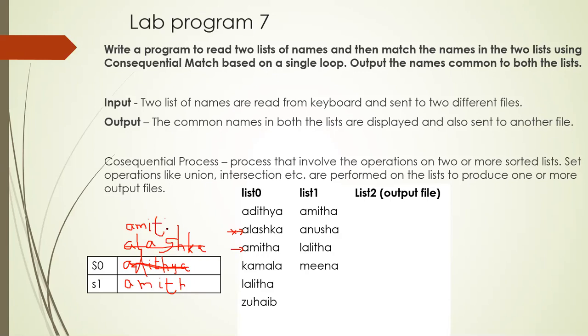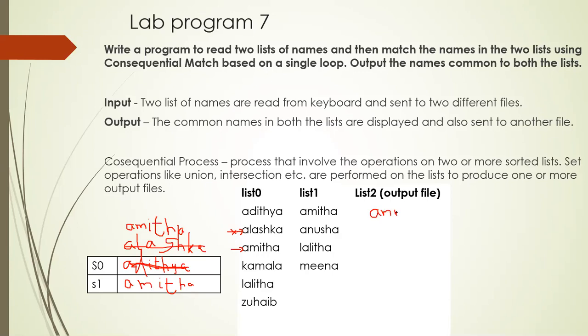Now when I compare the two strings, this is Amita, and the second S1 string array of characters also contains the name Amita. Both the names are same. When both the names are same, copy it to the third file, the output file. Okay, I copy the name Amita to the output file.